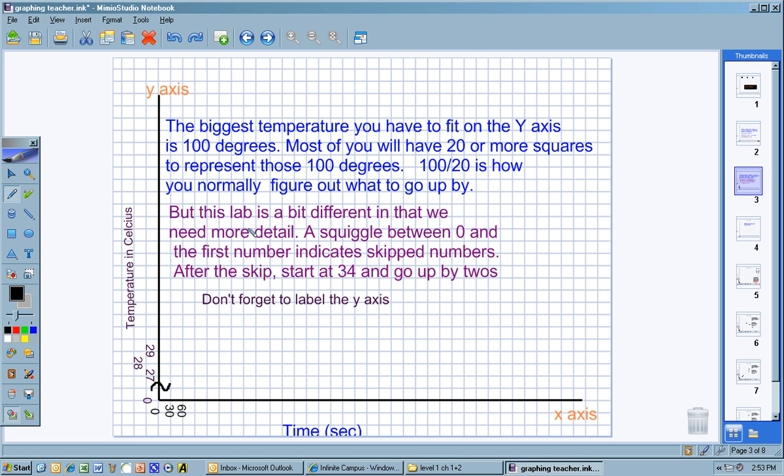However, I need a little bit more detail, so I want you to put in this little squiggle here, and what that means is that you're skipping a space, and then I want you to go up by 2s. And with that, that'll take you to about 75 degrees, and that will get most of your fake data on the graph.